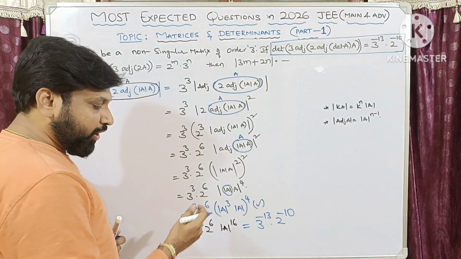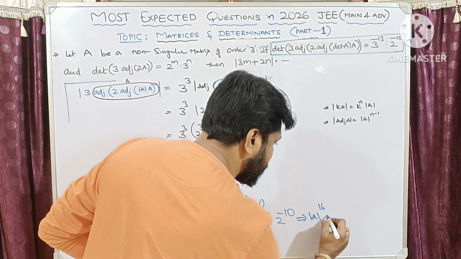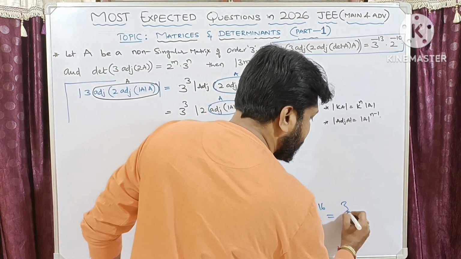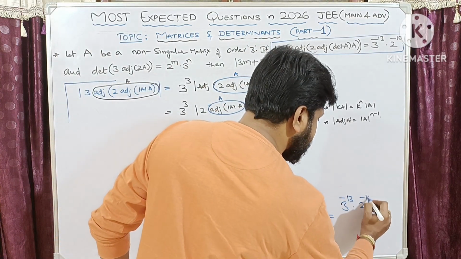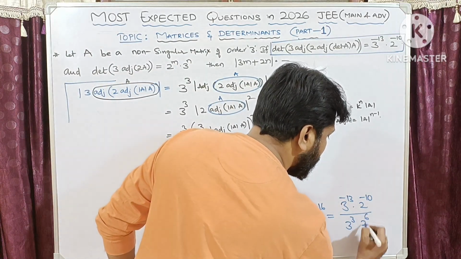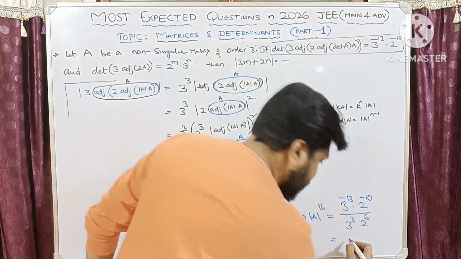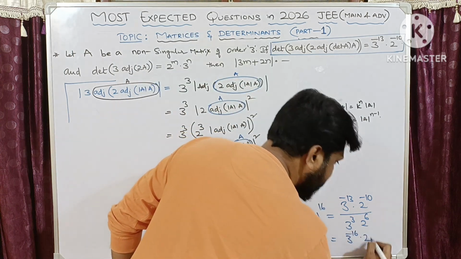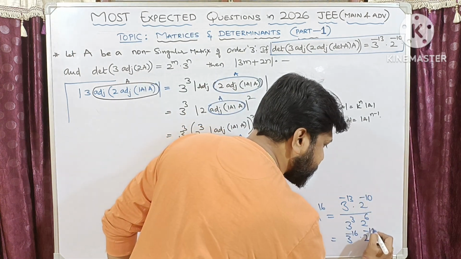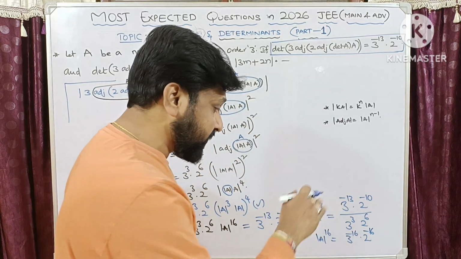Now from this, det A whole power 16 is equal to 3 power minus 13 into 2 power minus 10 divided by 3 power 3, 2 power 6. This can be written with 3 power 3 and 2 power 6 taken upside down, so minus 13 minus 3 becomes minus 16. So det A power 16 is equal to 3 power minus 16, 2 power minus 16.